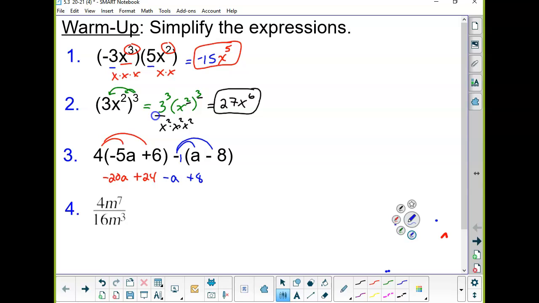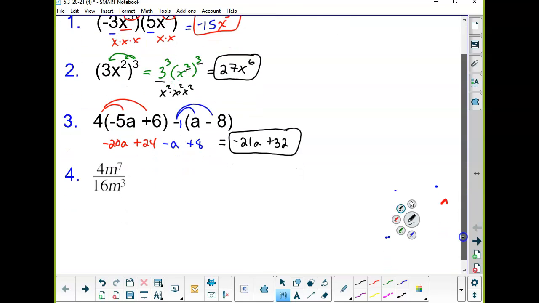And now we're just going to add our like terms together. So then I get negative 20a plus negative a, so I have negative 21a, and 24 plus 8 is 32. Usually the error occurs, and maybe some of you just noticed it, is with the negative. Forgetting about everything in that sign is opposite. Okay? That's a big part of what we're doing today.